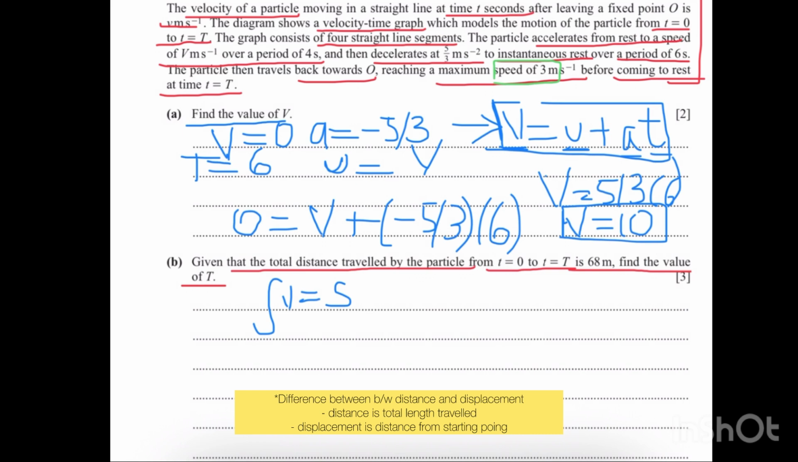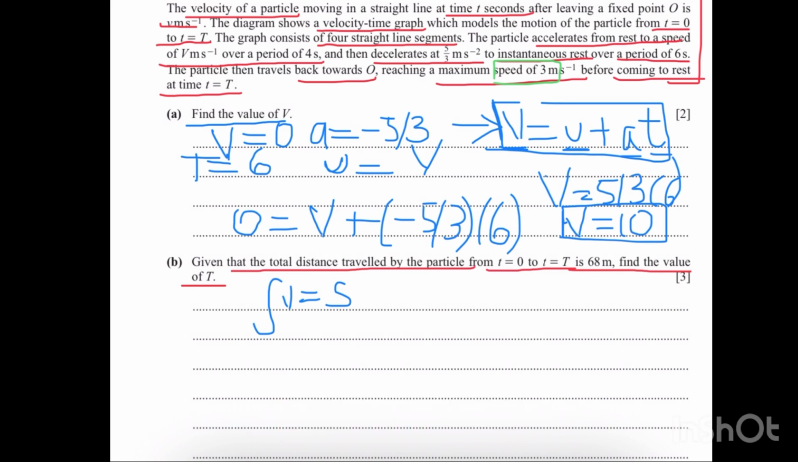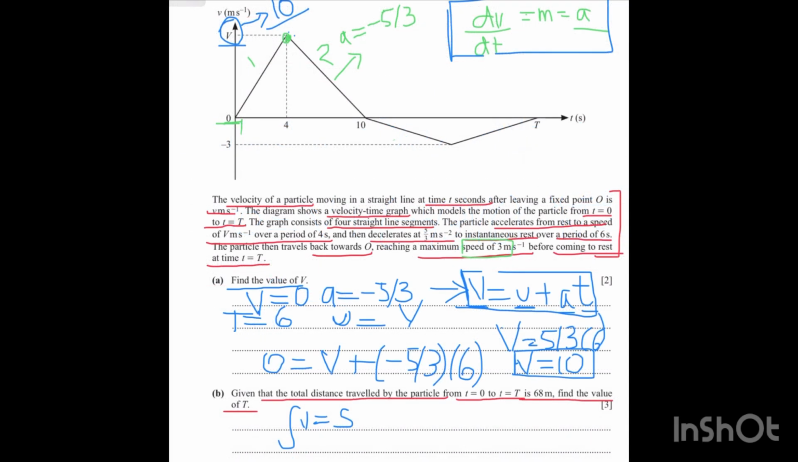The other thing we know is that if we take the area under the graph, that is equal to the total distance traveled. What that means is that if we find out the area over here and the area over here, that will be equal to 68 meters. So we can write down x is equal to 68 meters.